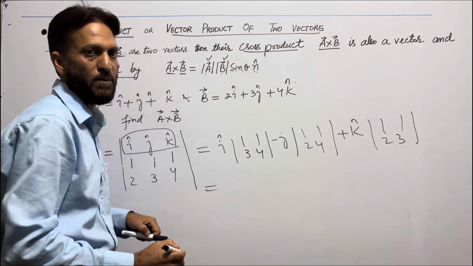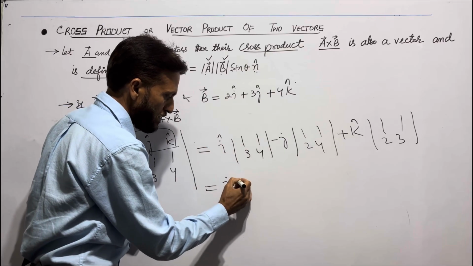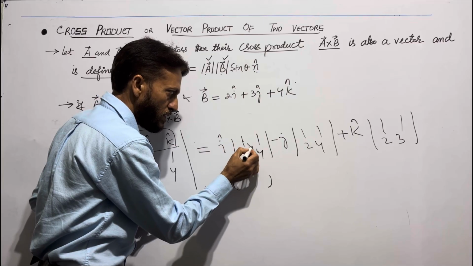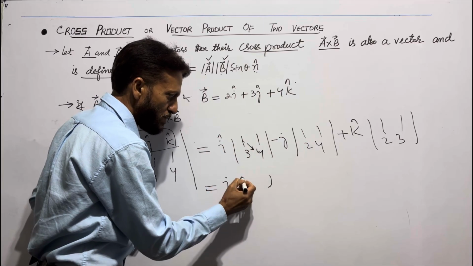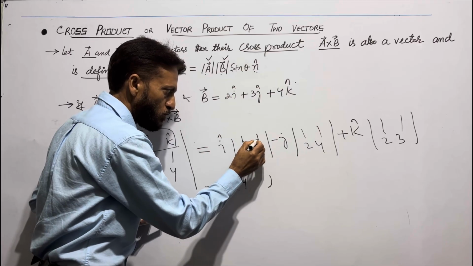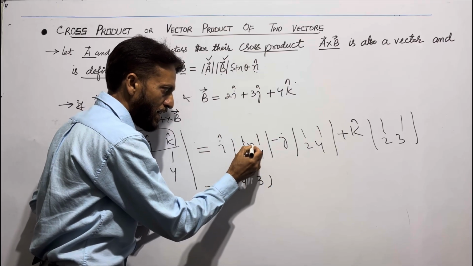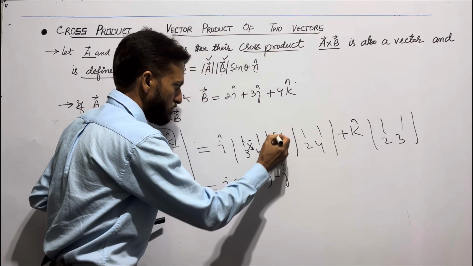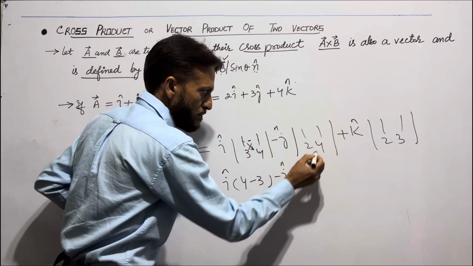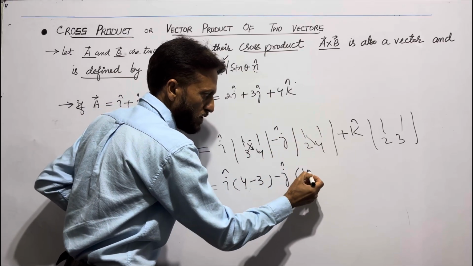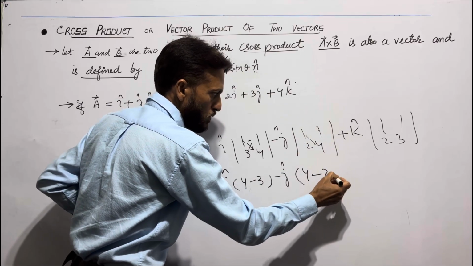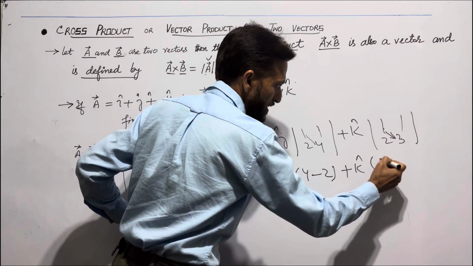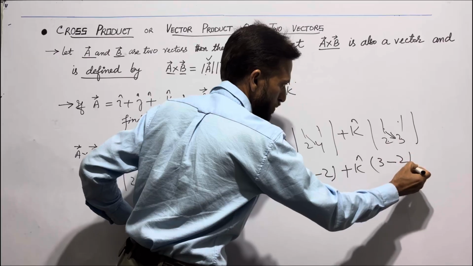Now I will simplify it. I have i cap. I will cross multiply: 4 ones are 4. Then 3 into 1, 3 ones are 3. And I will write minus here. Again this is minus j cap. Cross multiply: 4 ones are 4, minus, as per the formula, 2 ones are 2. Plus k cap. Again cross multiplying: 3 ones are 3, minus, as per the formula, 2 ones are 2.